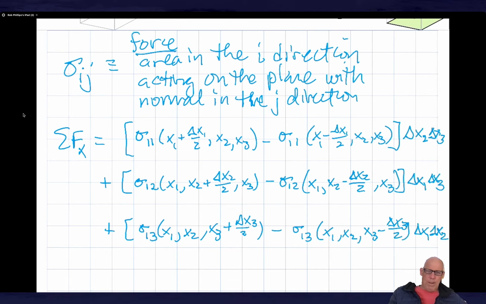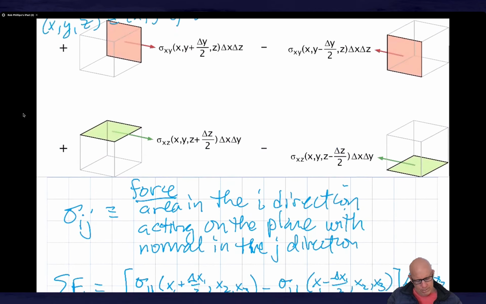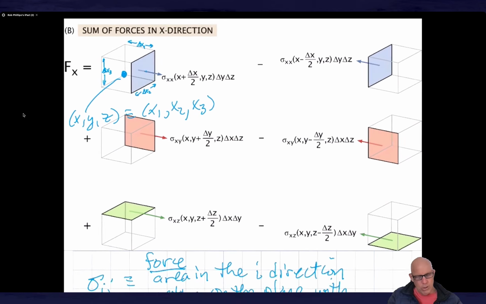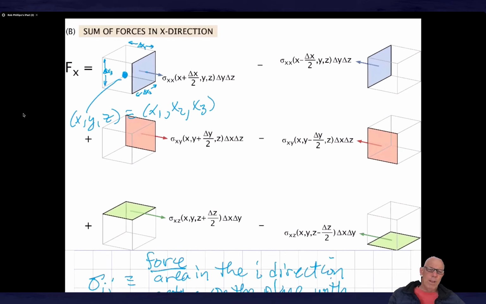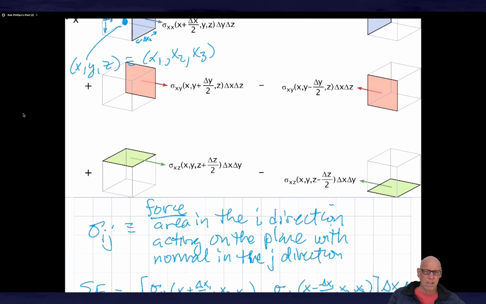Just to recap, what I've done is I've said there are 6 faces of the cube. On each of them, I find the force acting in the x direction. The convention is that sigma ij is the force per unit area in the i direction, acting on the plane with normal in the j direction. So if you look at what I've written down, I've obeyed that definition.